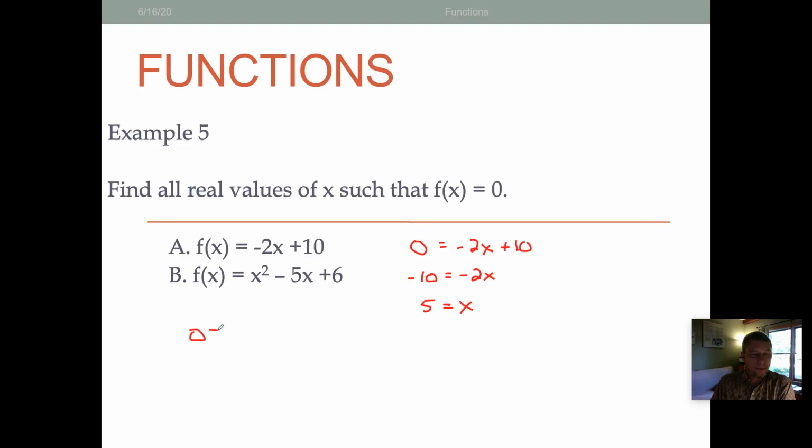For b, I'm going to say 0 is equal to x squared minus 5x plus 6. But in this particular case, what I need to do is factor this equation. And so I'm going to say 0 is equal to, in this case, then, x minus 2 times x minus 3. All right, this is the factoring bit, because -2 plus -3 gives me -5, and -2 times -3 gives me 6.